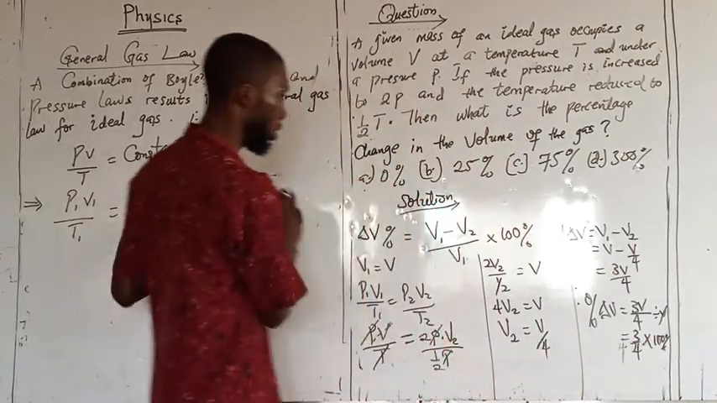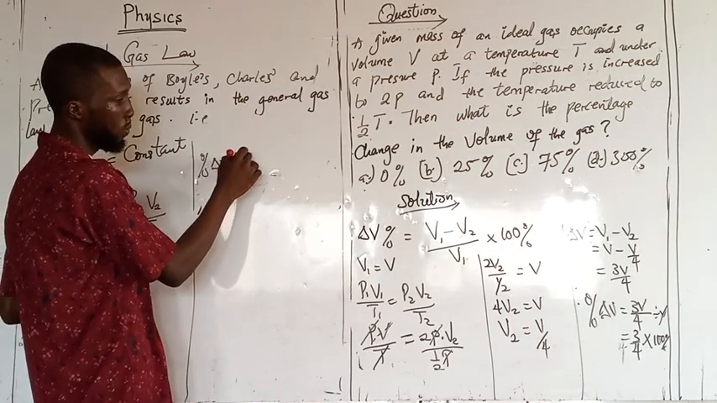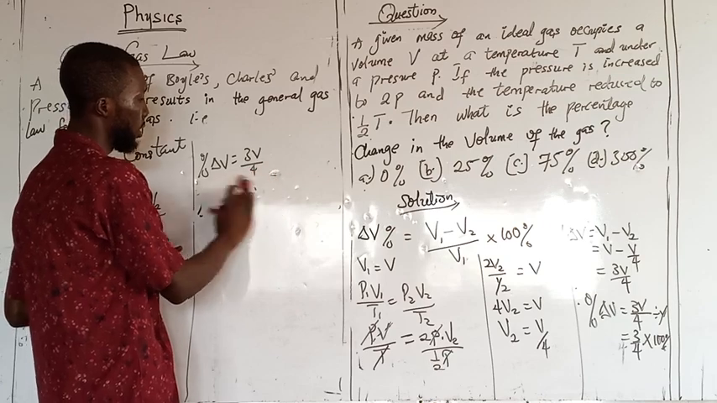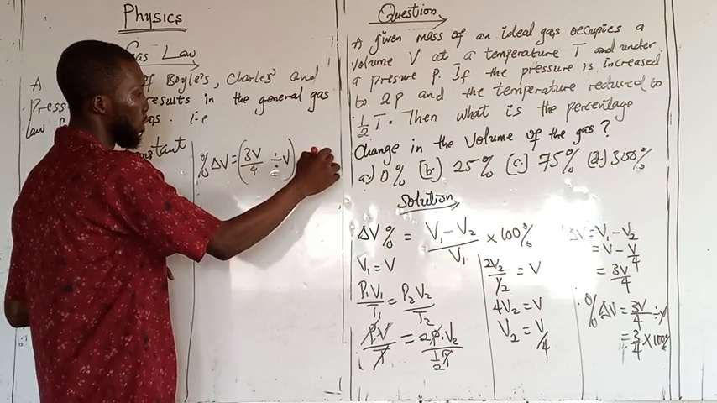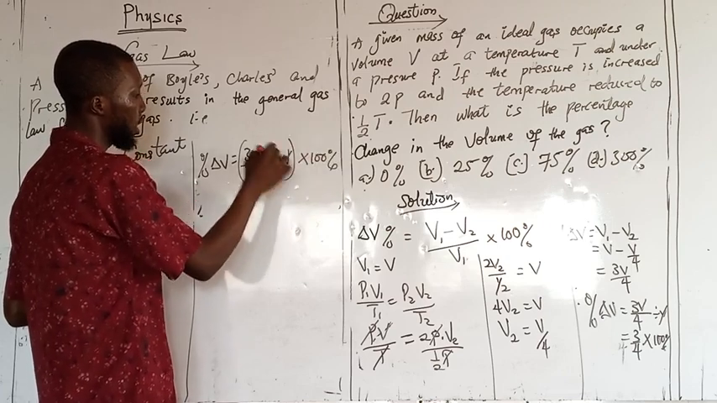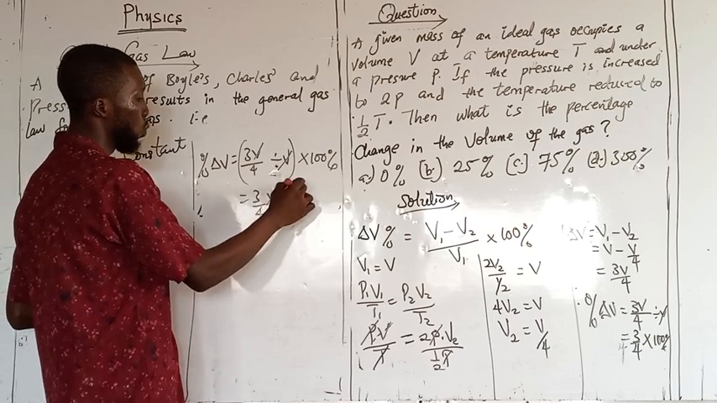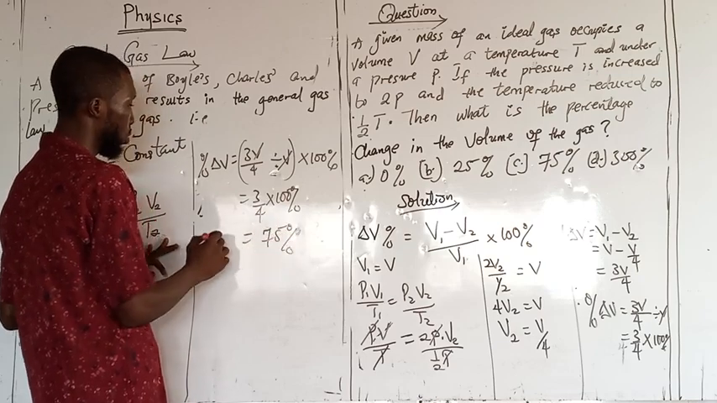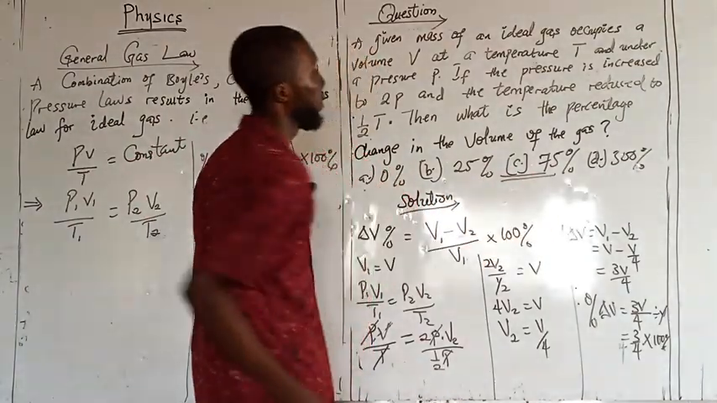Let's solve the remaining side here. The percentage change will be equal to 3V over 4 divided by V, multiplied by 100%. This V cancels this V. We have 3 over 4 times 100%, which will give us 75%. So this is our option here, option C, 75%.